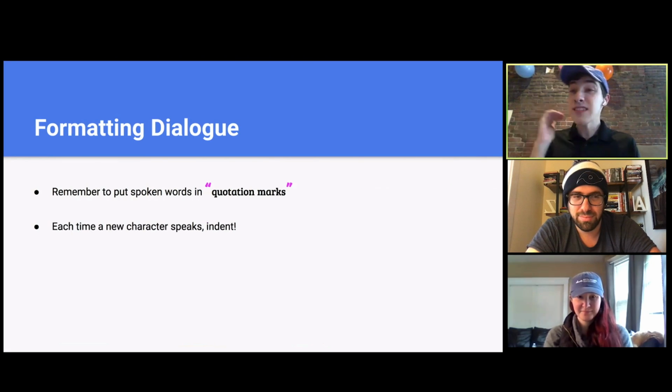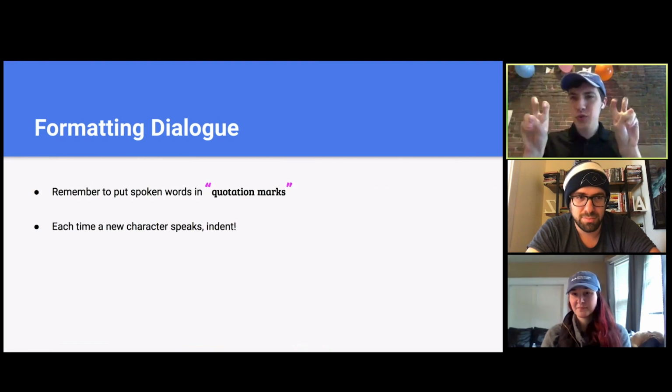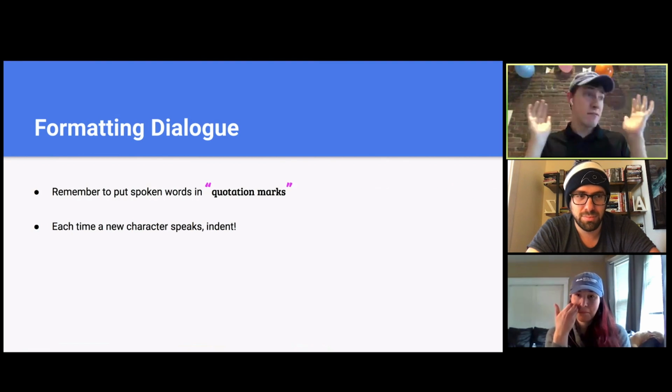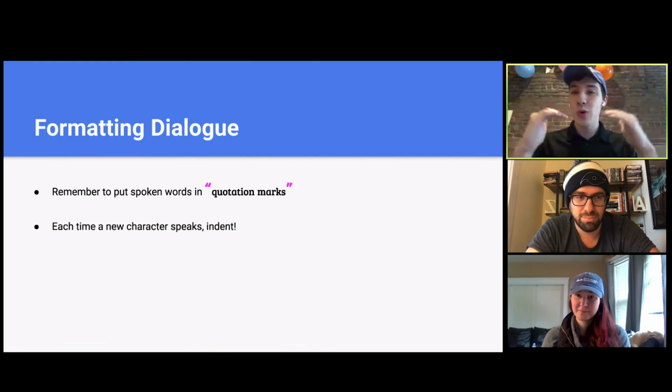Here, every time a new character speaks in your story, you want to start a new line and then indent, right? So you want it to come in a little bit. That's just the way to show the flow of the conversation. Because if you just put a bunch of quotes next to each other, your reader might get very confused trying to figure out who's talking now, who's talking here. So by starting a new line each time and indenting, your reader can understand every time a new quote happens that a new person is speaking.